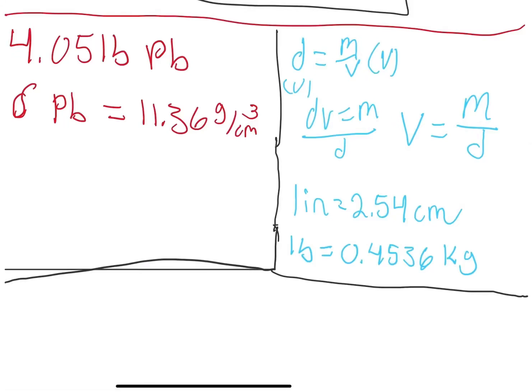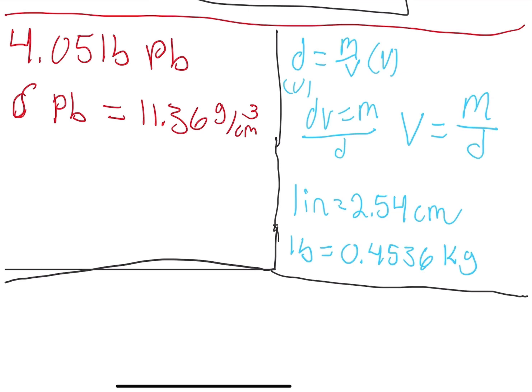Okay, so I went ahead and wrote down my information ahead of time for this one. We have 4.05 pounds of lead, and the density of lead for this problem is 11.36 grams per centimeter cubed. So I went ahead and wrote my formulas to the side as well.